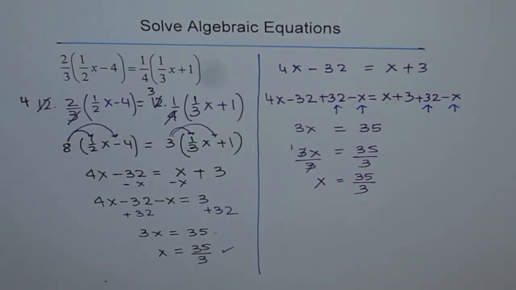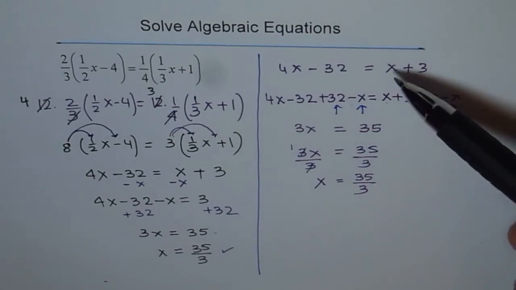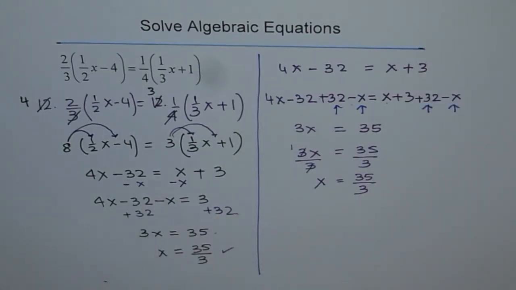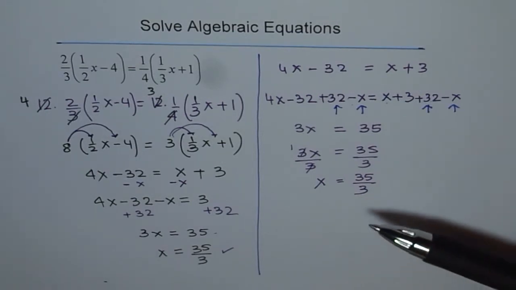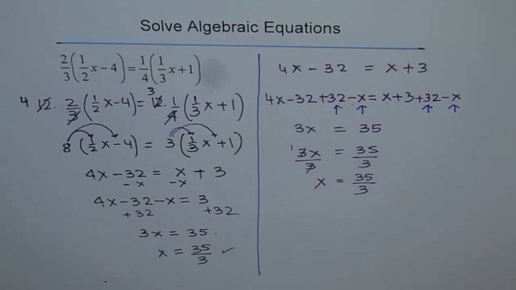Correct? So these are the steps which I have done after here. So some students, they do it automatically. Some will just transfer this 32 there and make it plus 35, 32 plus 3, and bring x on this side and make it 3x. So depending on how you are doing it, you can adopt any method. But what you get is x equals to 35 over 3, and that is the way to do it.